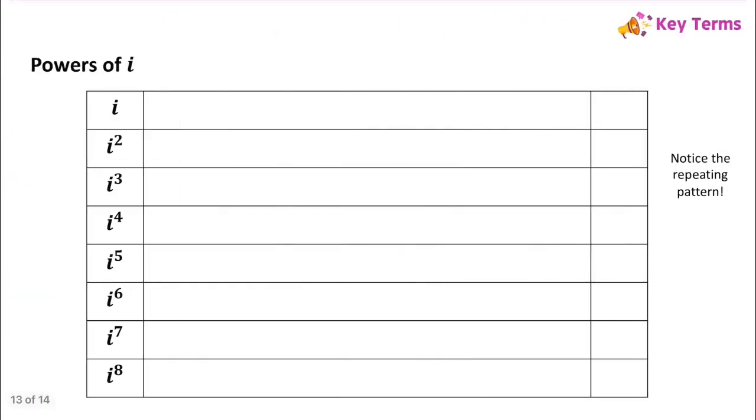So what we can do now is list out in this table the powers of i. So for example, if we have i, well, that's just like i to the 1, so that's just equal to i, right? Now we can do i squared. Remember we said that i squared is going to be the square root of negative 1 squared, which equals negative 1.